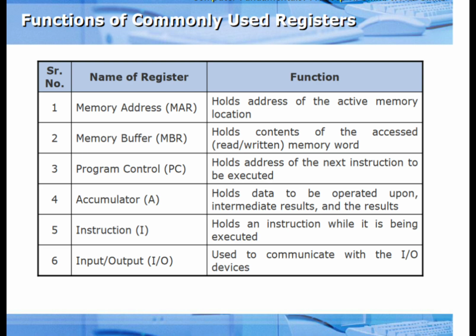Function of commonly used registers. Memory Address, MAR: holds address of the active memory location. Memory Buffer, MBR: holds contents of the accessed read/written memory word. Program Control, PC: holds address of the next instruction to be executed. Accumulator, A: holds data to be operated upon, intermediate results, and the results. Instruction, I: holds an instruction while it is being executed. Input/Output, I/O: used to communicate with the I/O devices.